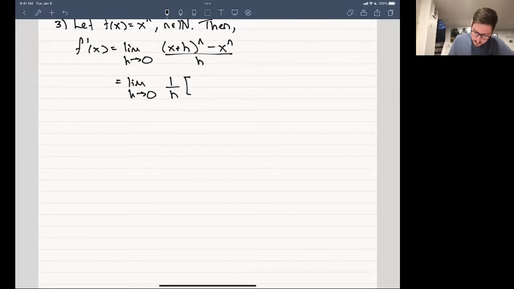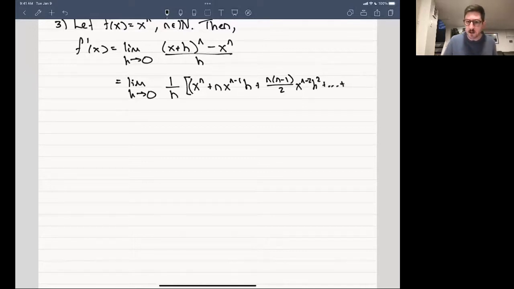And now I get x to the n, and then plus n times x to the n minus 1 times h, plus n times n minus 1 over 2 times x to the n minus 2 times h squared. And there are so many terms in here, right? This is just the binomial theorem that allows me to expand this out.